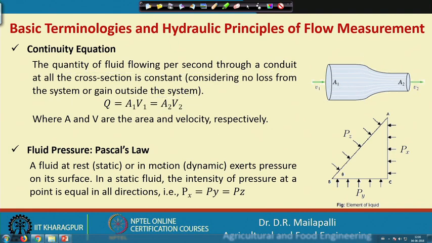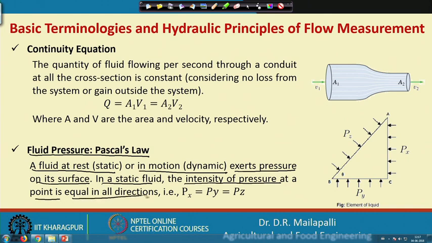So, the next is fluid pressure. Fluid pressure follows a very well known law called Pascal's law. Pascal's law states that a fluid at rest, that is static, or in motion, that means dynamic, exerts pressure on its surface. In a static fluid, the intensity of pressure at a point is equal in all directions.